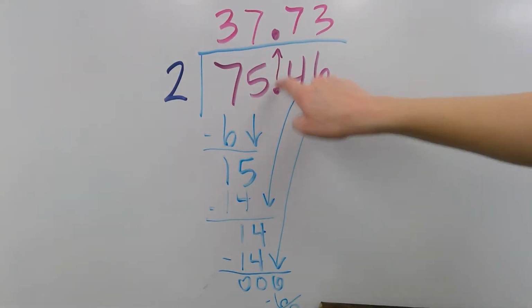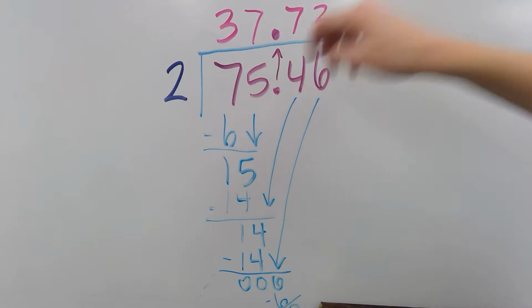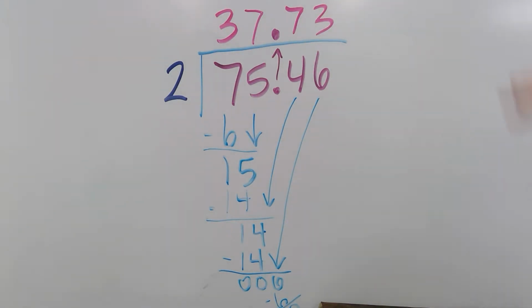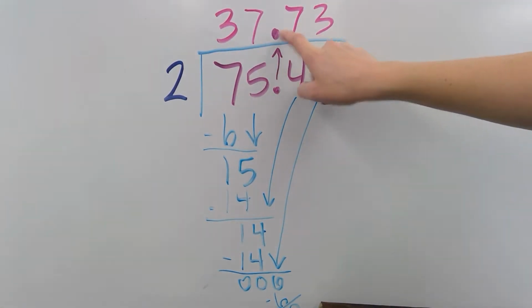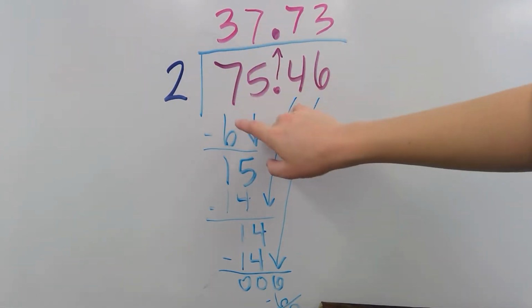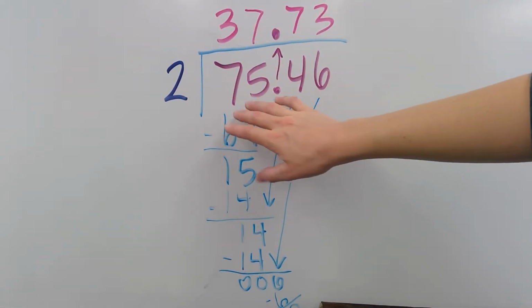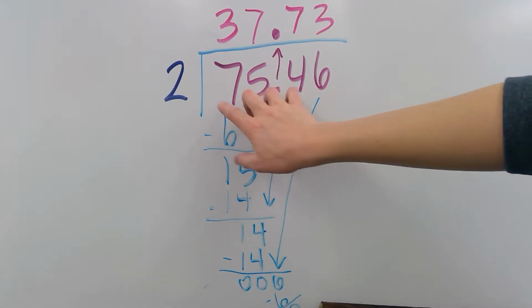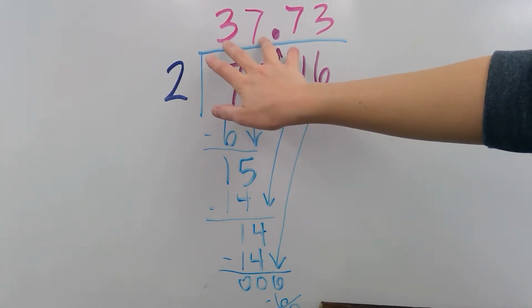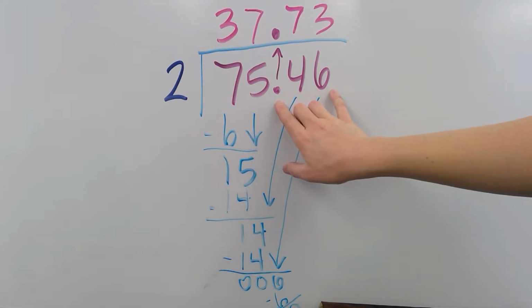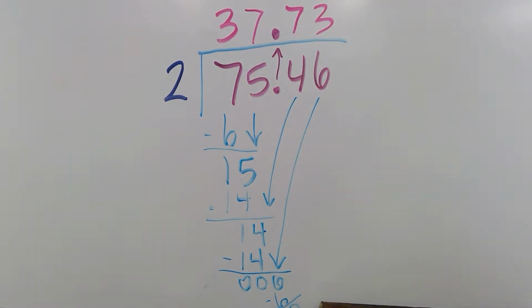So, because we brought the decimal straight up into the quotient, we now know where our decimal should go in our quotient. So, when you're looking at your answer to see if you've got the decimal in the right place, if you've just brought it up, look and see how many decimal places were in our original dividend. So we had 2 numbers before the decimal. So in my quotient, I should have 2 numbers before the decimal, and 2 numbers after the decimal.